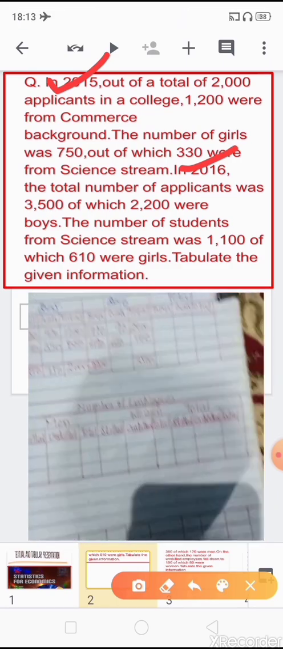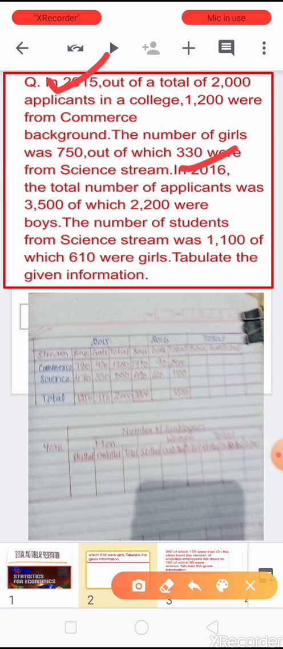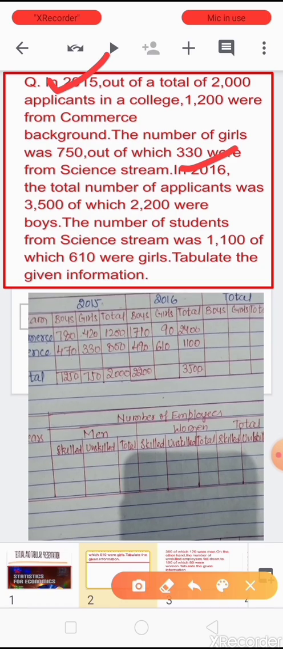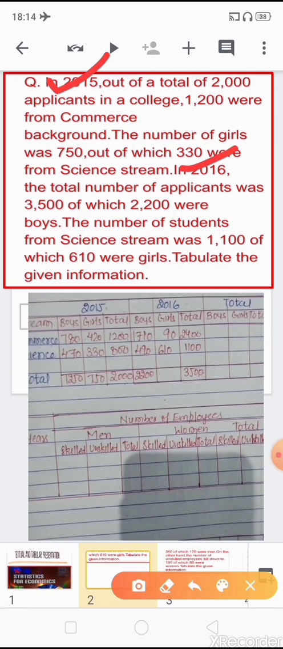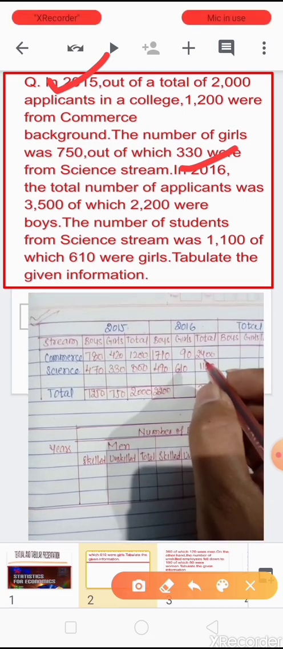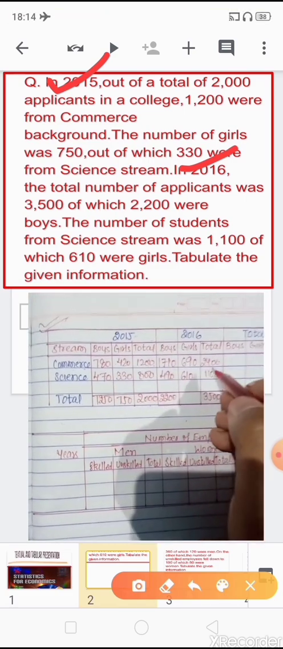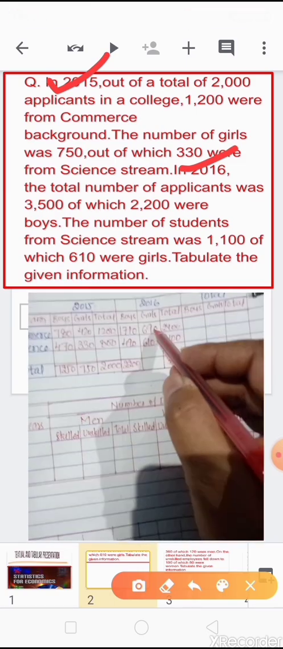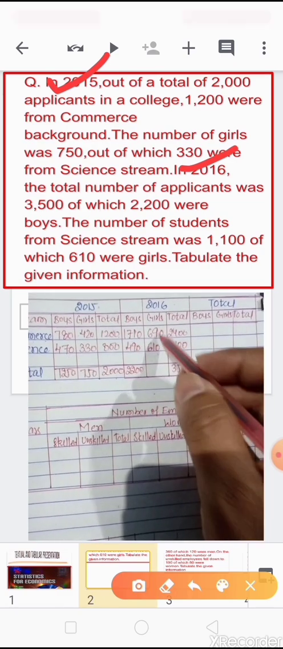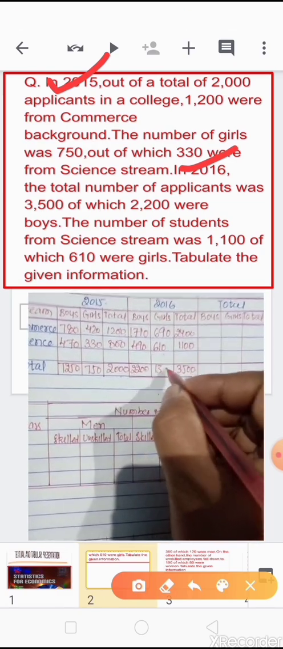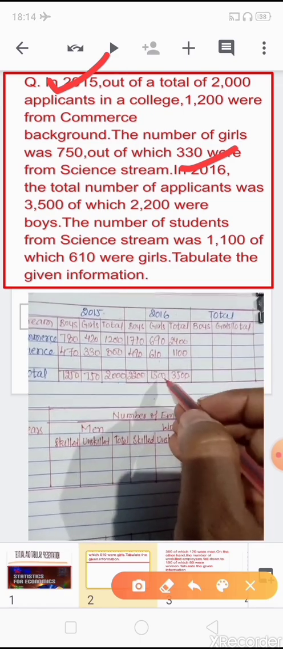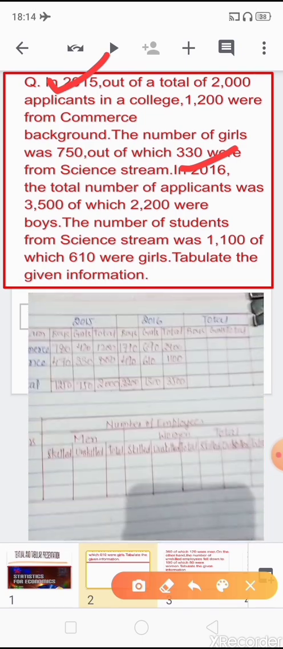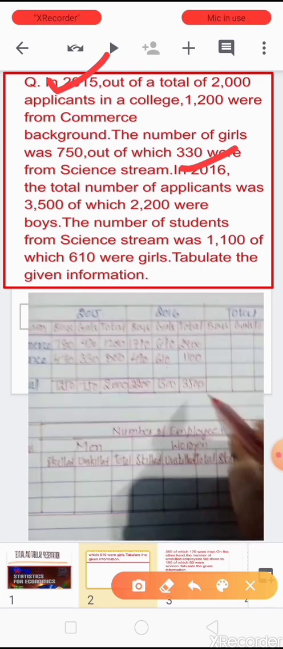So we get the girls who are studying in the year 2016, which is 690. So when we add this, it becomes 1300. So this becomes 1300, and when you add this way also, it becomes 1300 plus 2200, it becomes 3500.